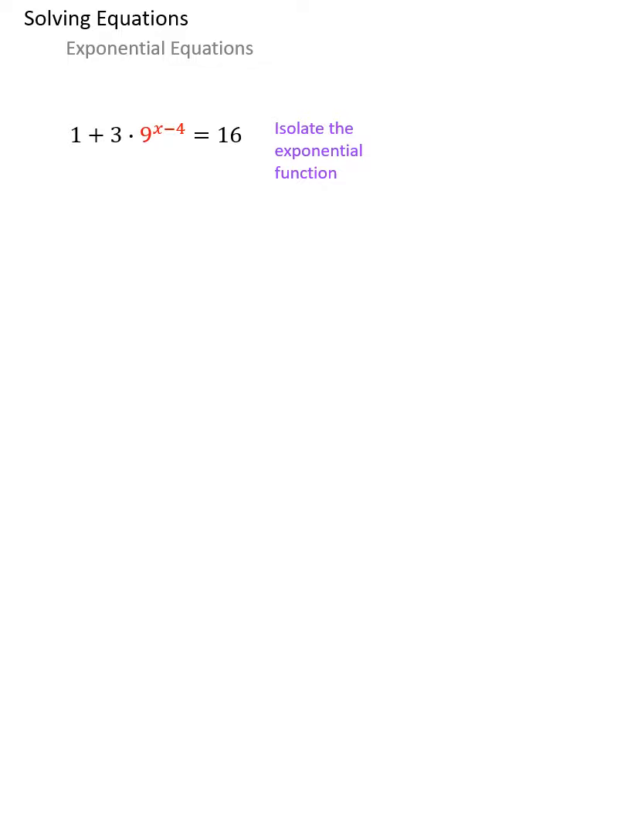So in the same vein, I need to isolate the exponential function here by subtracting 1 and then dividing by 3. Watch as I do that. Here I'm subtracting 1 from both sides. Here I'm dividing both sides by 3. And now what I've done is I've isolated my exponential function.